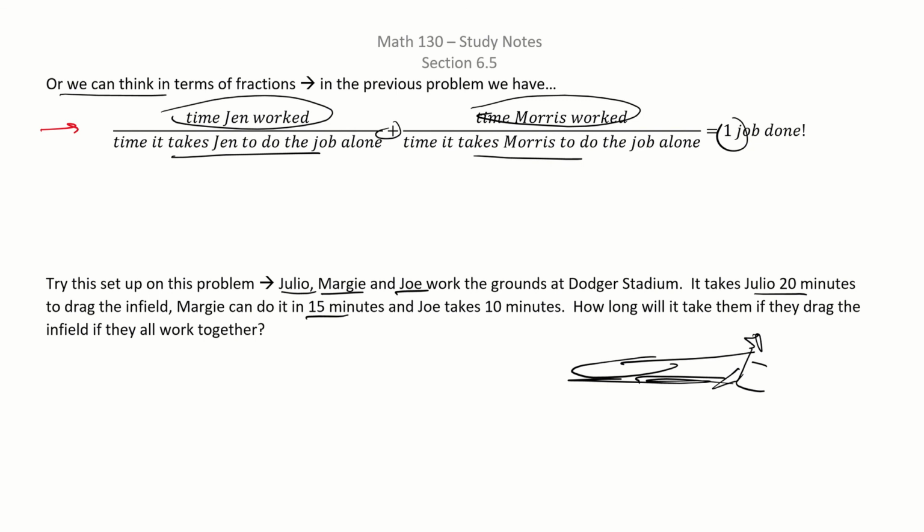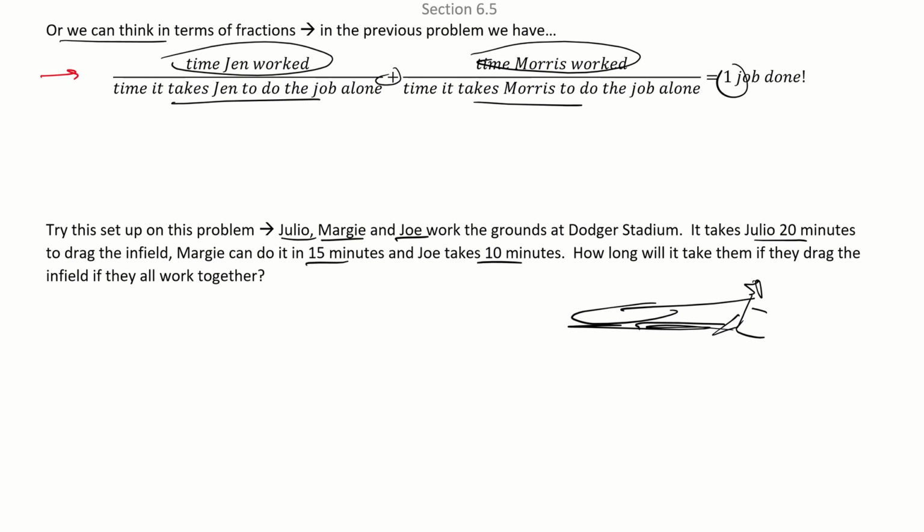Margie, 15. Joe, 10. Joe's been there a while, or maybe he's new. I don't know, and he doesn't do it right. But anyway, how long will it take them if they do it all together without running into each other? You just do this. There's Julio plus, I think of it as fractions. Julio's, let me write that better.